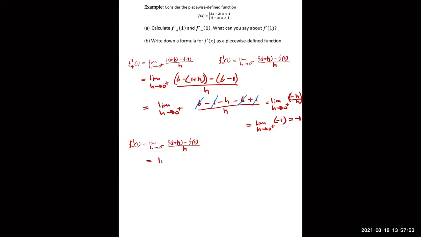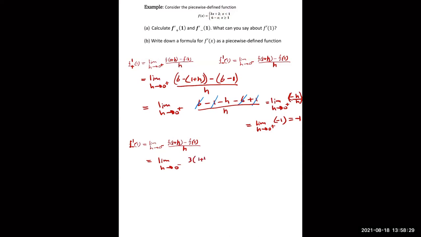This is equal to the limit as h goes to 0 from the negative side of f of 1 plus h. Remember, now h is approaching 0 from the left-hand side. That means this is a quantity which is less than 1. So this is the right piece of the function that you need to use to find f of 1 plus h this time. Okay, because I know that 1 plus h is a number which is less than 1. When x is less than 1, here is the right piece of the function. So let's find f of 1 plus h using that correct piece.